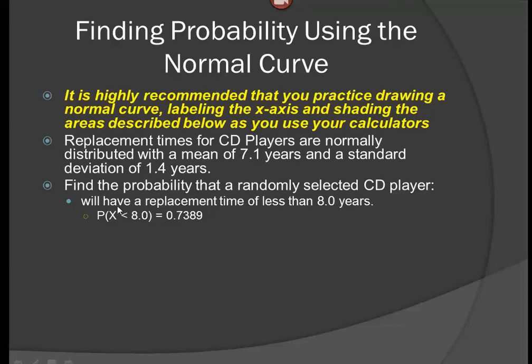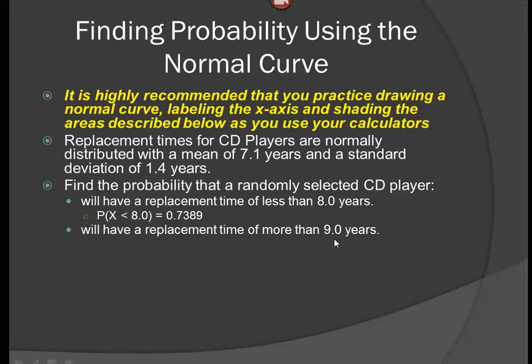So we say the probability that my randomly selected CD player would have a lifespan of less than 8 years. If you drew a picture, you'll notice with 7.1 at your center, 8 is definitely going to be over to its right. If we're going less than that, we can expect, before we even calculate, to get something that's greater than 50%. And we do, 0.7389.